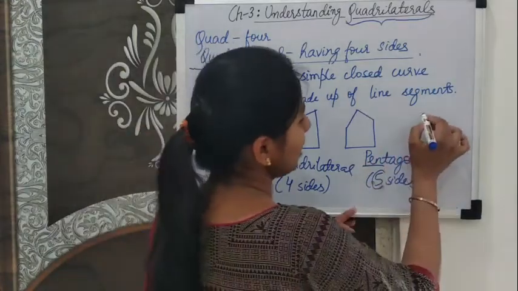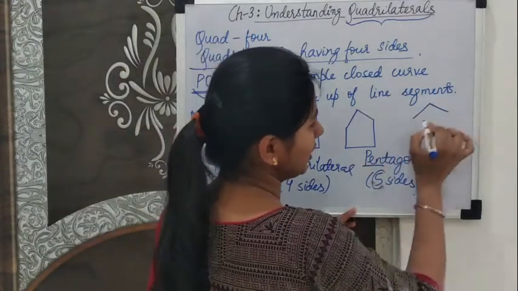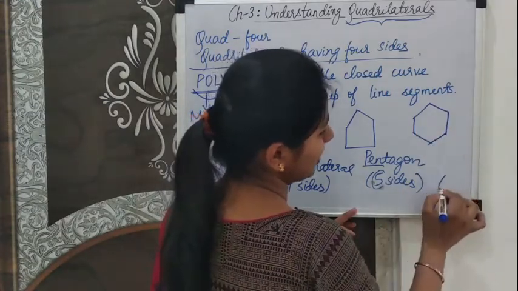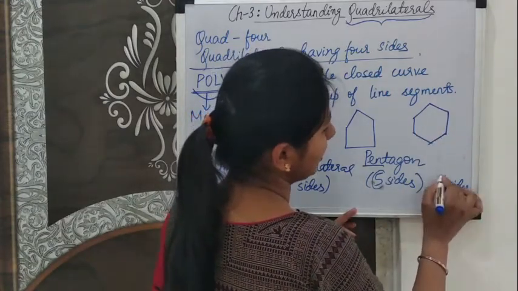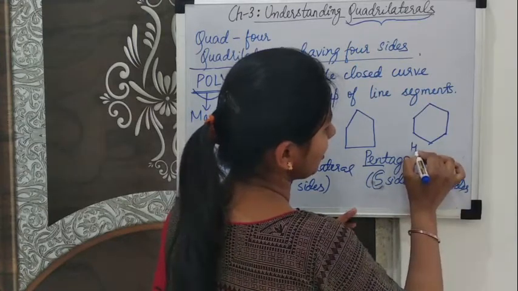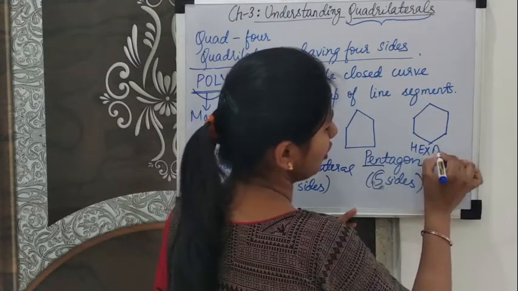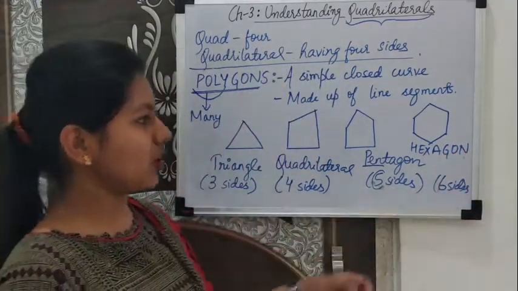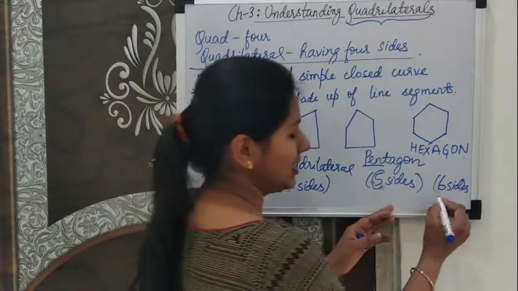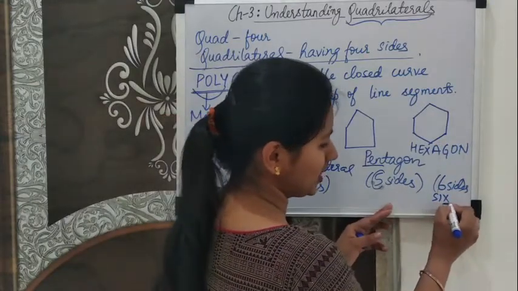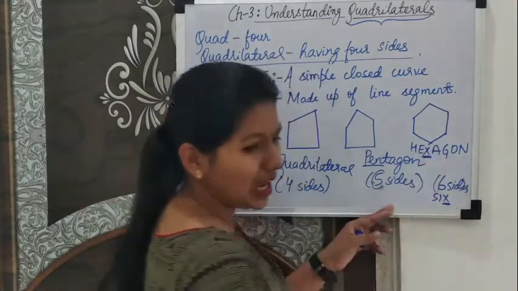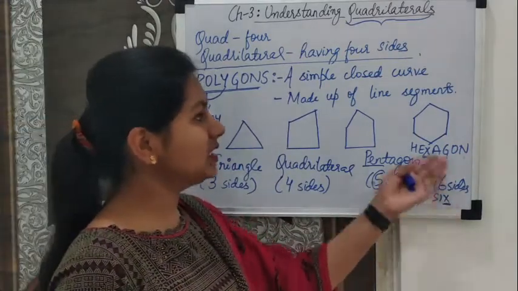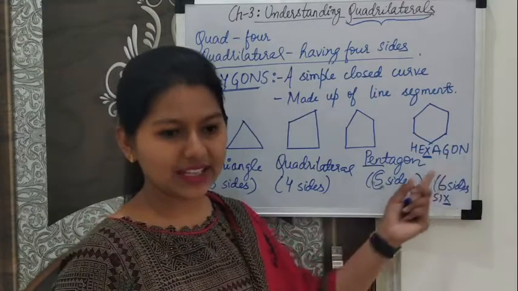Similarly, if it is having 6 sides, 1, 2, 3, 4, 5, 6. So 6 sides wale hum shape ko kya kahenge? It is called hexagon. This word is new for you. 6 sides, hexagon. How I have learned this word? In 6 also I am having X, and in hexagon also I am having X. So in this way we can remember, then 6 sides polygon is called hexagon.